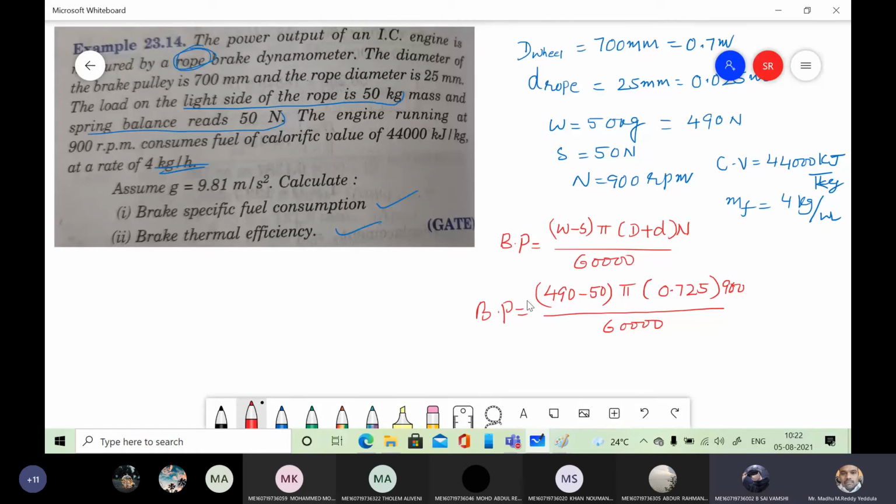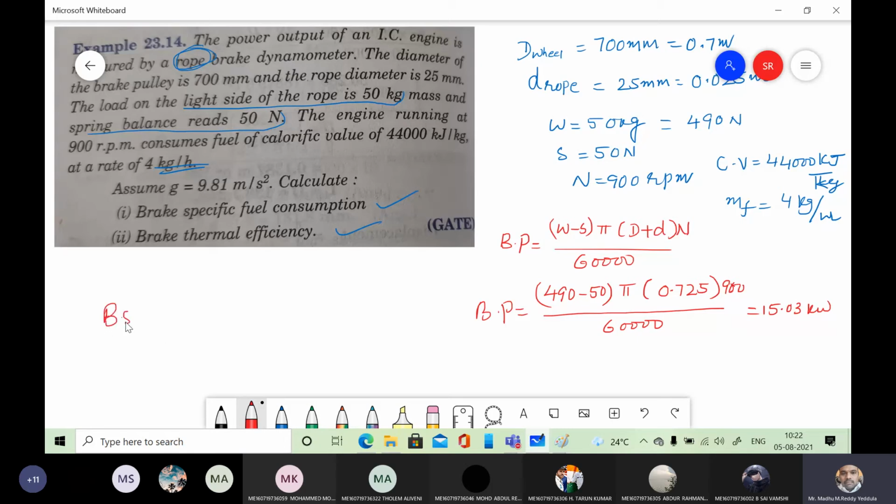We are not using small n value. Small n is not required, only for IP purposes we will use. Kg per hour is given. That mass of fuel I didn't consider so far. We will see at that time, it may be useful for brake thermal efficiency. First, complete brake power: 15.03 kilowatt. Then we will calculate BSFC.